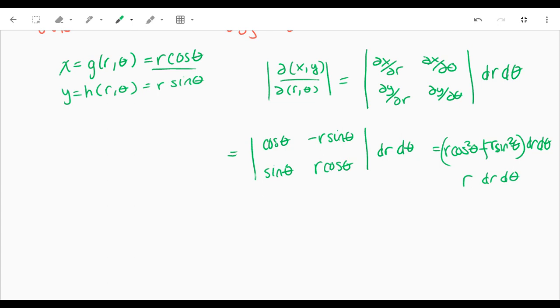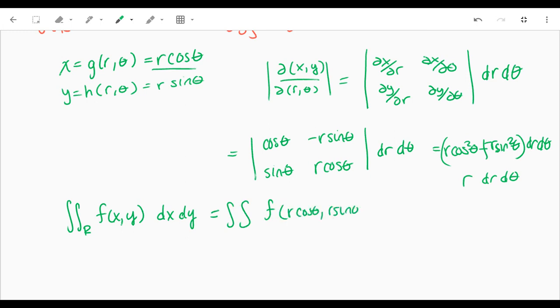So when we do that integral over R of a function in x and y, dx dy, we switch it to a function of r cosine theta and r sine theta, r dr d theta. Okay, so you've seen that before. We've used the Jacobian before without even realizing it. All right, I think we're ready for an example.